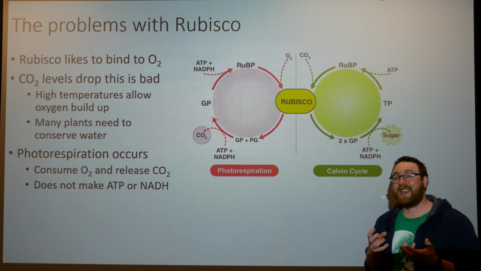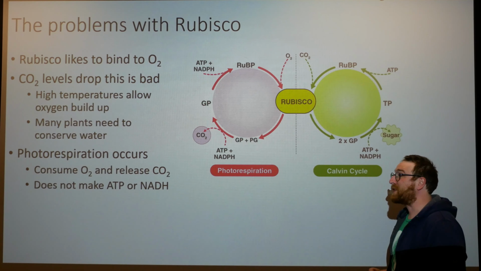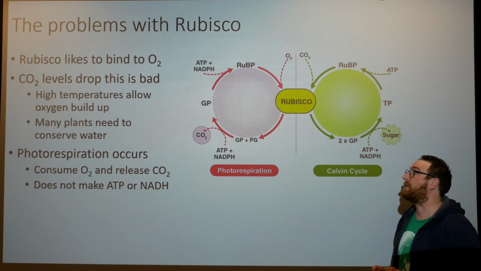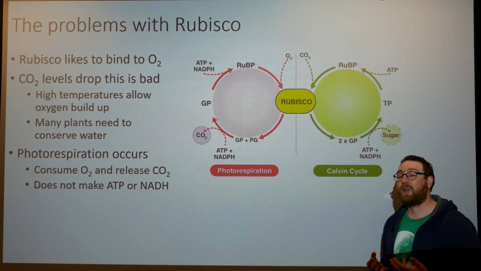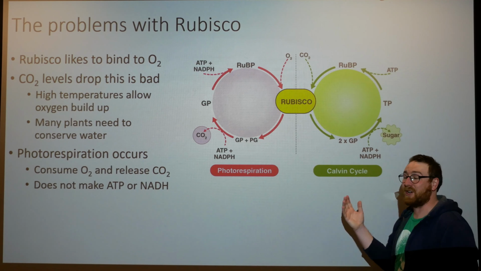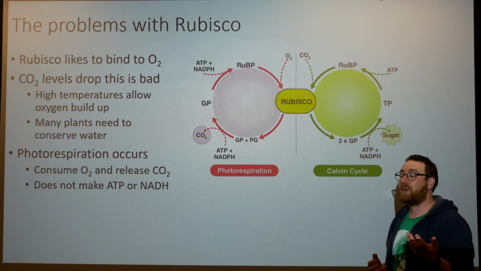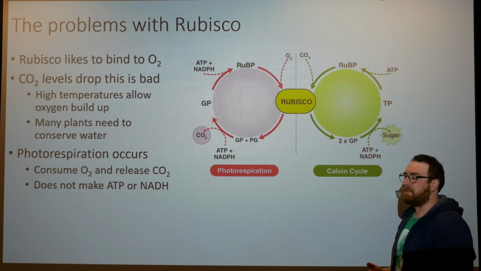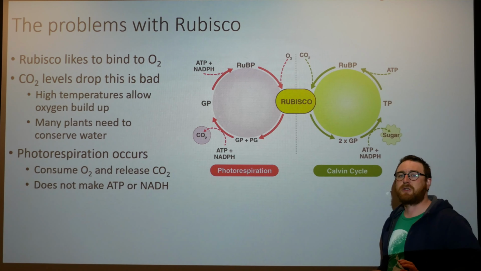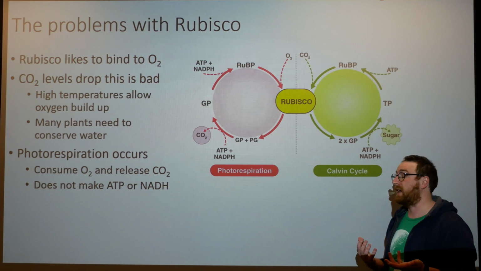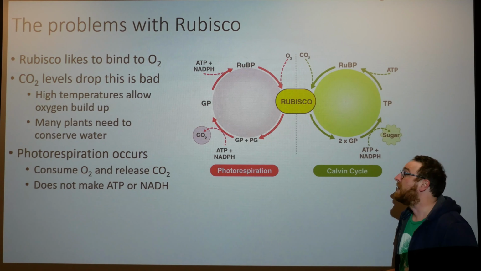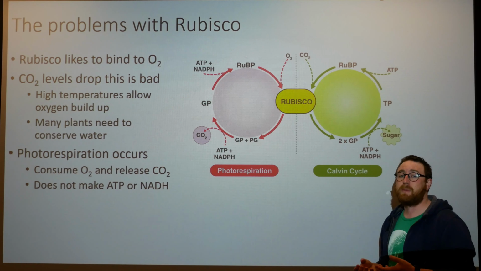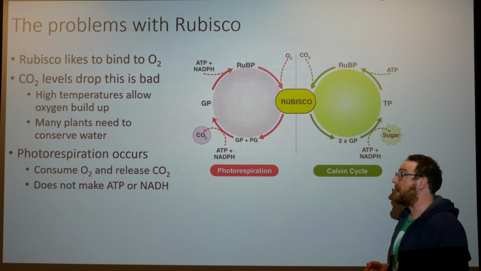However, one of the big issues with Rubisco is that it's a very sticky substance. It likes to interact with a lot of different things. In particular, what it likes to interact with is O2, oxygen, what you and I breathe in. The issue for plants is if those CO2 levels drop and they're in a highly oxygenated environment, Rubisco is going to want to grab O2 molecules instead of those CO2 molecules.